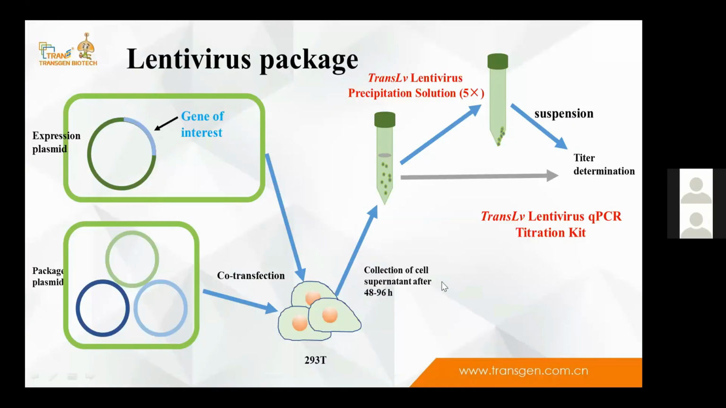When we use the lentivirus package, usually we have to do the cloning systems to create the expression plasmid with the gene of interest. And then with the other 3 package plasmids, the 4 plasmids will be co-transfected into the 293T cells. In these cells, the lentivirus will package and separate into the supernatant of the cell culture. In 48 to 96 hours, the supernatant will contain a lot of lentivirus.